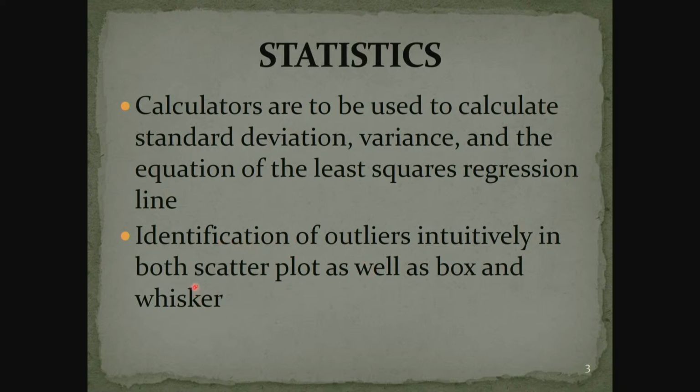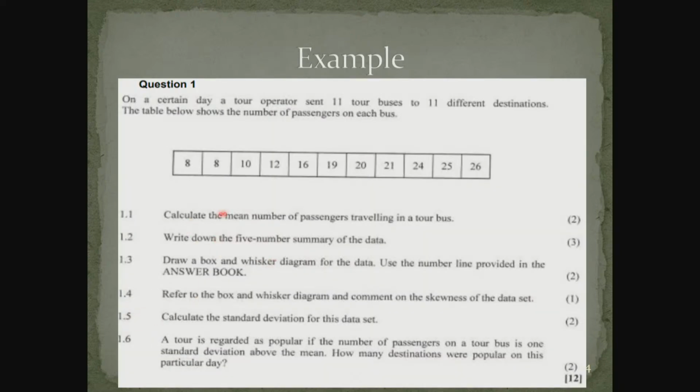Right, identification of the outliers from both scatter plot as well as box and whisker. It's very, very important. Remember the formula that we are using. If you are given the data, please make sure that we revise it so that at least you are able to recognize if you do have an outlier from the given data or you don't have the outlier.